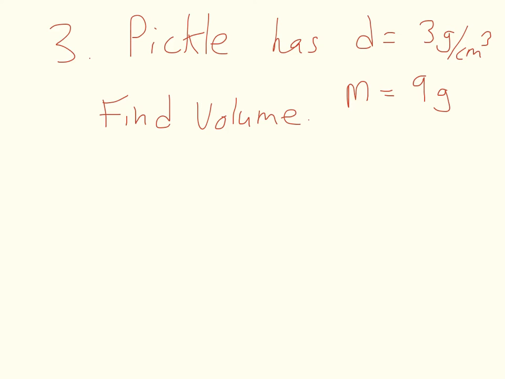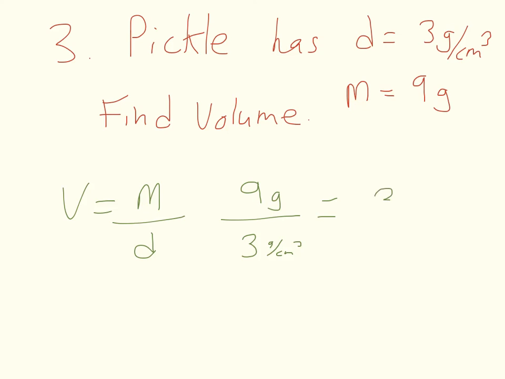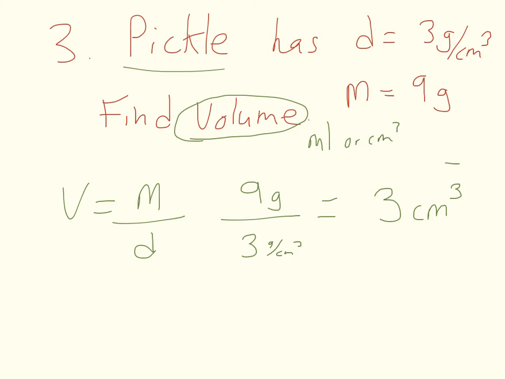So we're going to use that third equation that says volume equals mass divided by density. And let's plug it in. 9 grams divided by 3 grams per centimeter cubed. 9 divided by 3 is 3. And we want to find volume here. So I know that volume is either in milliliters or centimeters cubed. The pickle is a solid, so centimeters cubed is my unit.